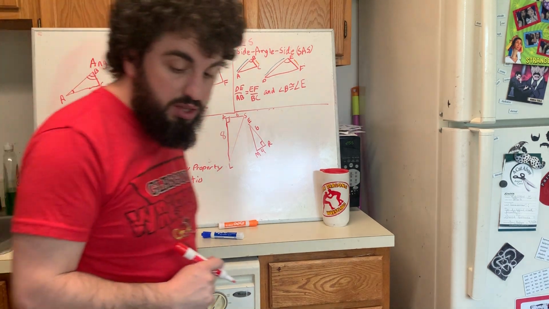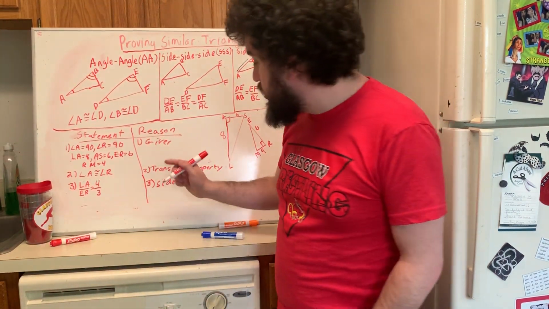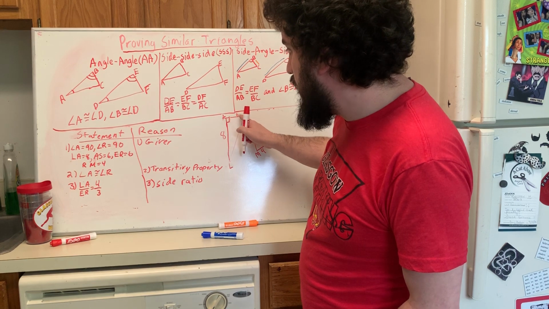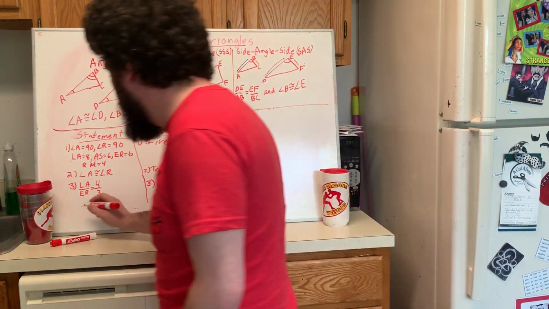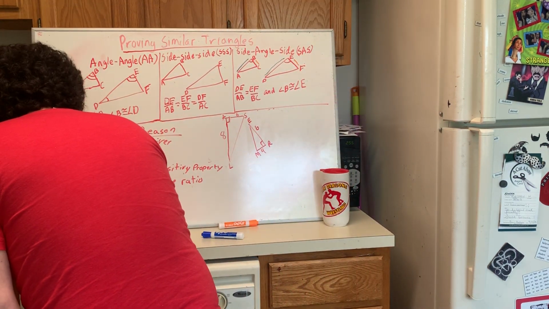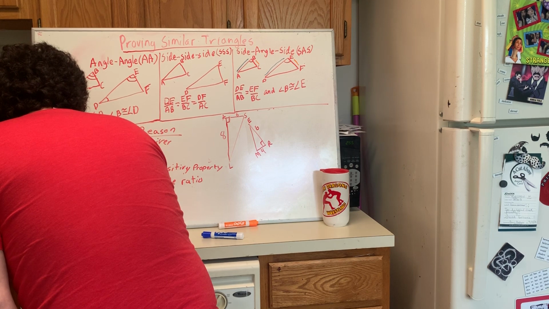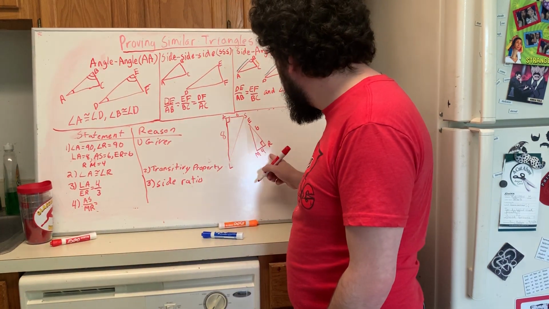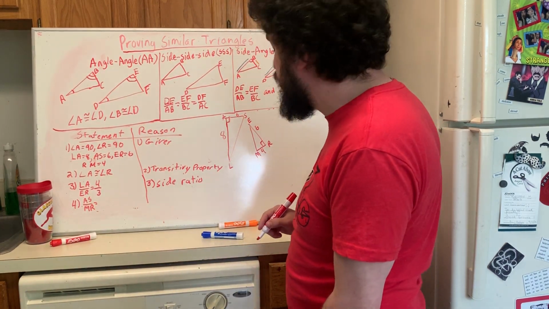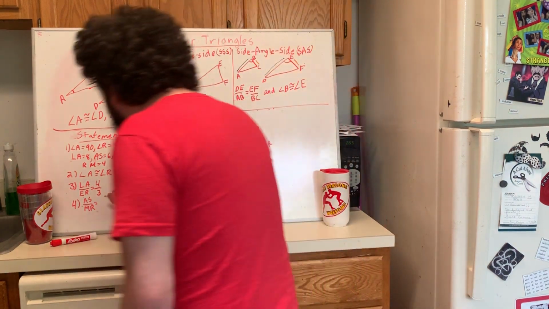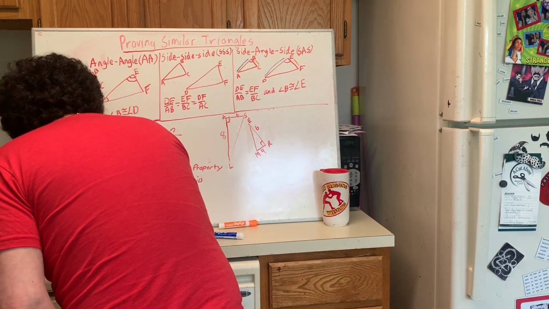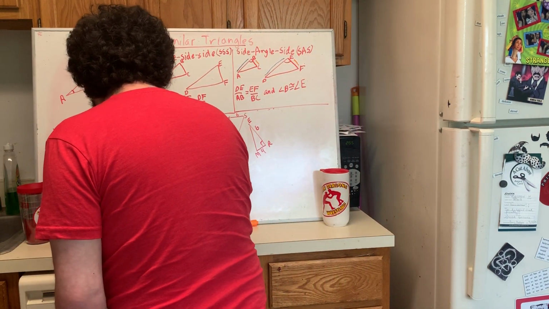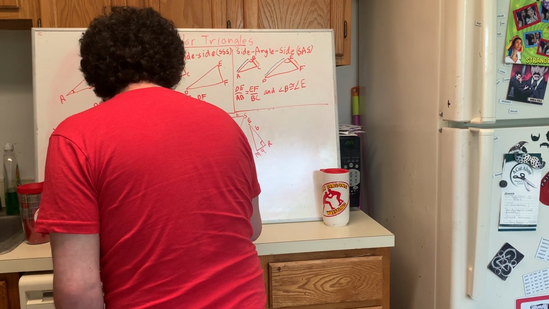Now let's take a look at the next side ratio. That's going to be AS to MR. AS over MR. So AS is 6, MR is 4, so 6 over 4 reduces to 3/2. Okay, my rationale, this is a side ratio.